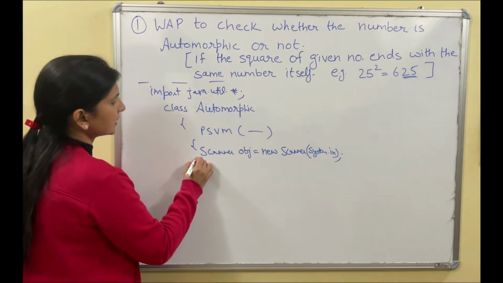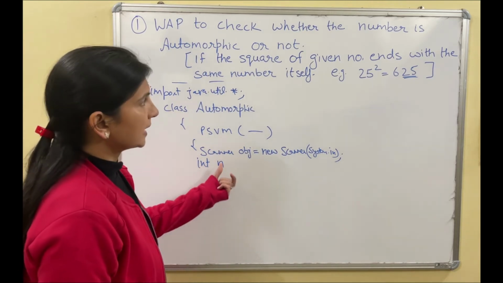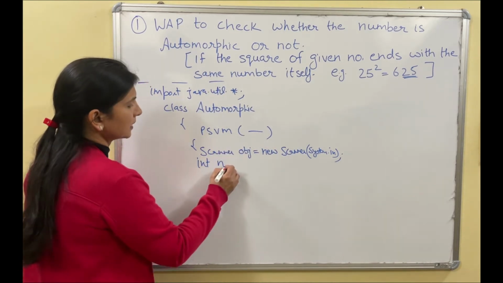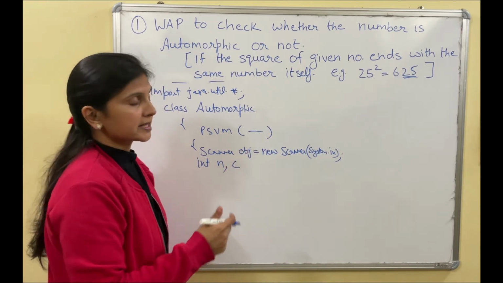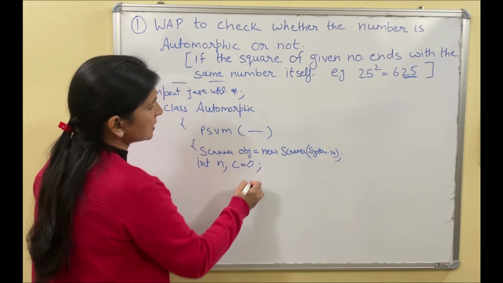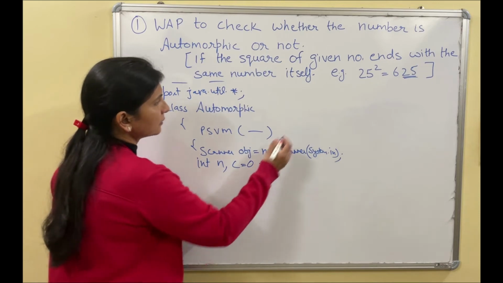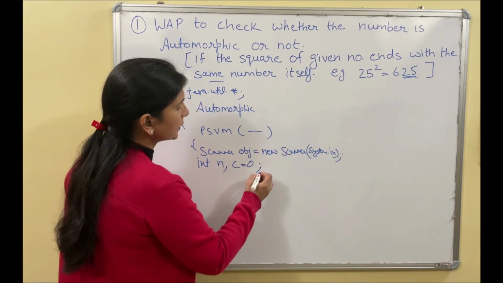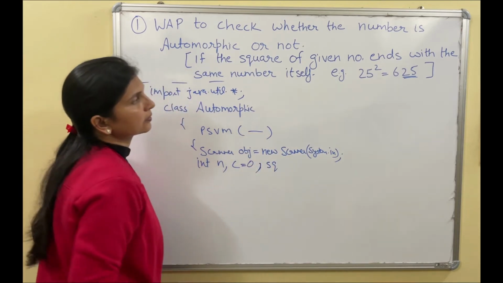Then we will declare the variable int n. We need n for the number. Then, to count the number of digits, we will take a counter C. We will initialize C with 0. And then we need to store the square of the number, so I will take one more variable, sq.